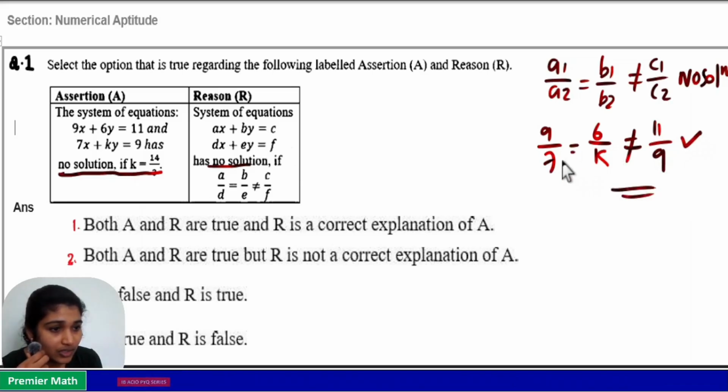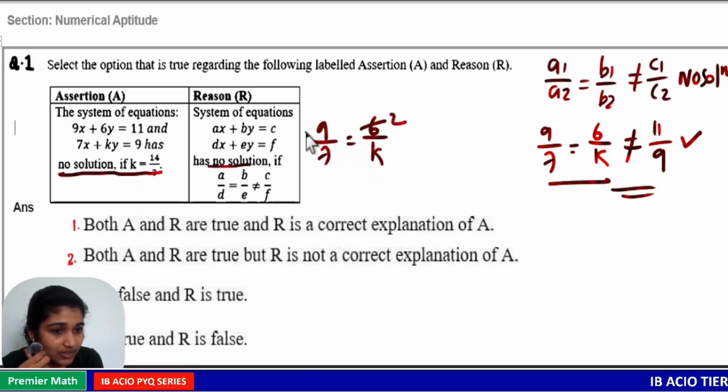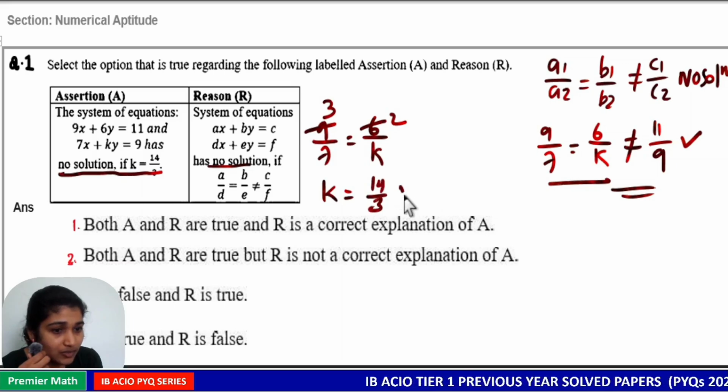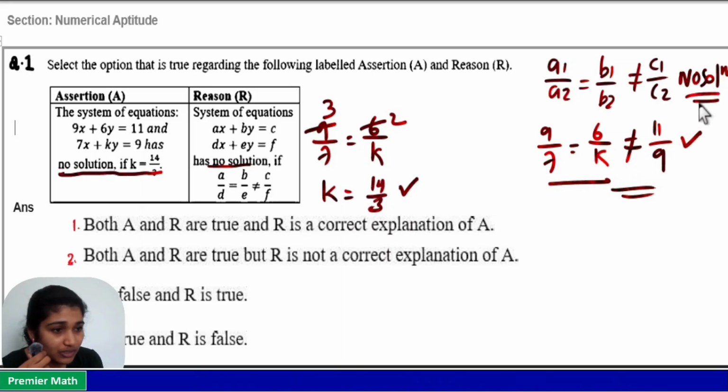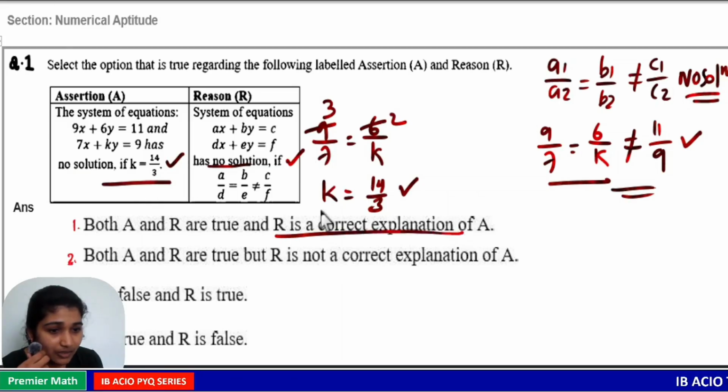So let's check with the first two. Equate 9/7 equal to 6/k. Here 3 goes 2 times in 6, 3 goes 3 times in 9. So from this, the k value is equal to 14/3. That is, if k is 14/3, then the system of equations has no solution, which means the assertion statement is correct and the reason statement is correct. Reason is the correct explanation of A. So option 1 is your answer.